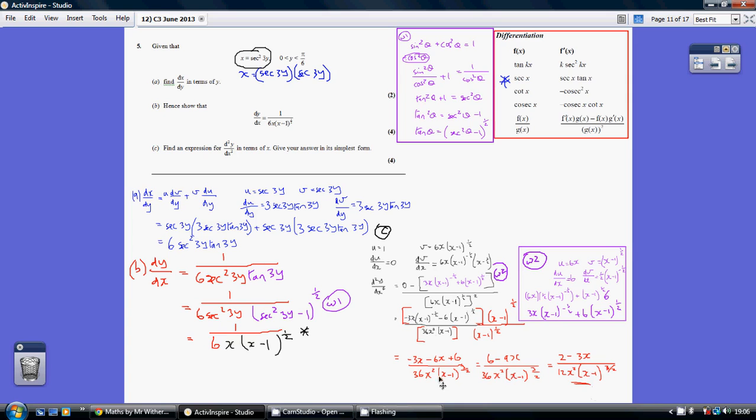So have a go at this bit in red, but if you get lost on that, I would just move on. There are probably a couple of marks you can afford to drop.